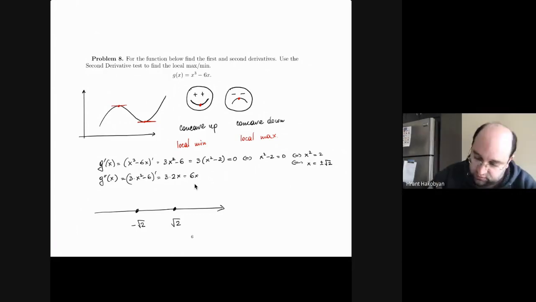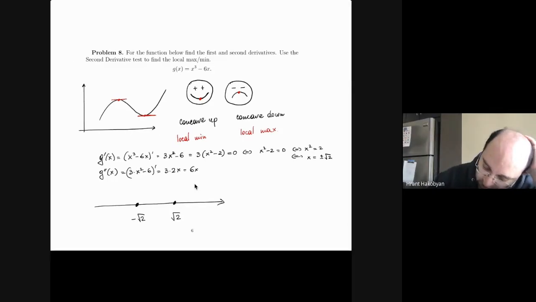And so now I want to figure out whether this or this is a maximum or a minimum. What do I have to do? I have to plug these values into the second derivative. So now g double prime of square root 2 is equal to 6 times, right? So this is 6x, right? So it's equal to 6 times square root 2. So it's a positive number.